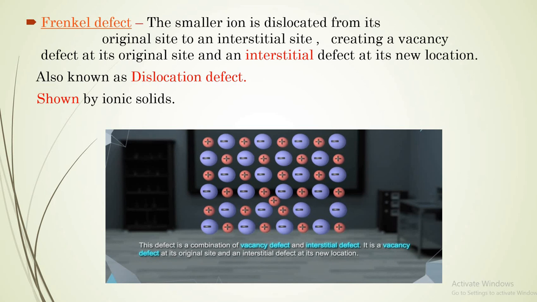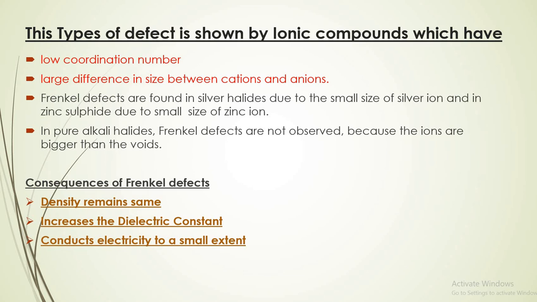Now, let us see that this Frenkel defect is shown by ionic compounds which have low coordination number and a large difference in size between cations and anions. Frenkel defects are found in silver halides due to the small size of the silver ion and in zinc sulfide due to the small size of the zinc ion. In pure alkali halides, Frenkel defects are not observed because the ions are bigger than the voids.